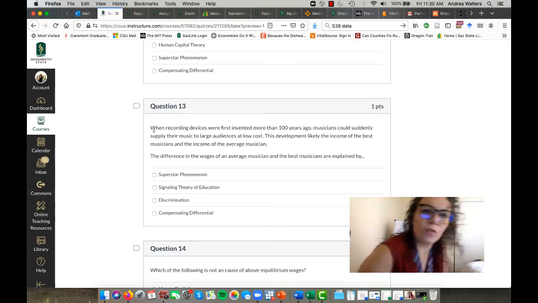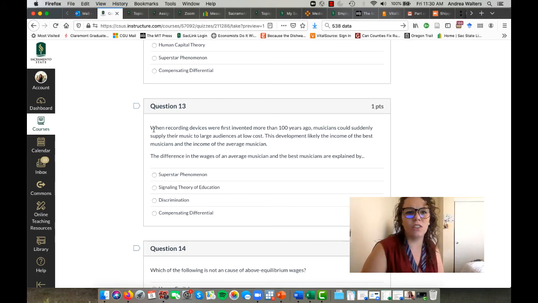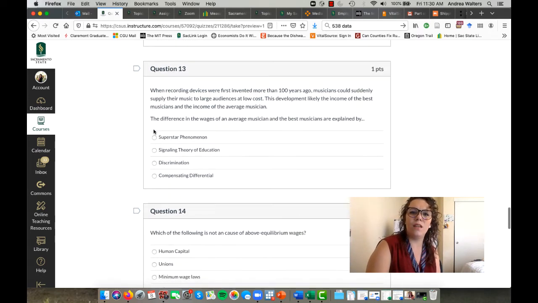When recording devices were first invented more than 100 years ago, musicians could suddenly supply their music to large audiences at a low cost. The development, likely, that is a typo, likely increased the income of the best musicians and the income of average musicians. So the difference between the wages of average musicians and the best musicians are explained by the superstar phenomenon. And that was the big example that we talked about.